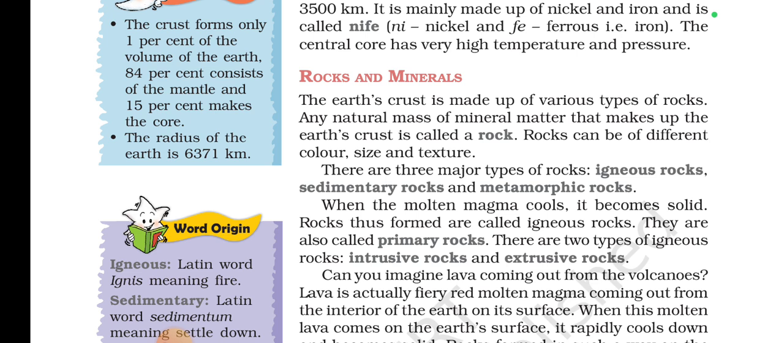When molten magma cools and becomes solid, the rocks thus formed are called igneous rocks. They are also called primary rocks, and they are of two types: intrusive and extrusive. Intrusive rocks form when molten magma solidifies within the crust. When molten magma comes out onto the Earth's surface and solidifies as lava, it becomes extrusive rock.